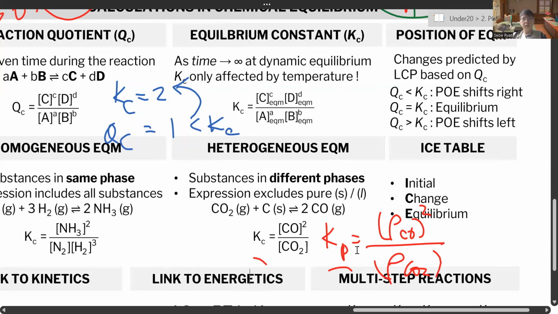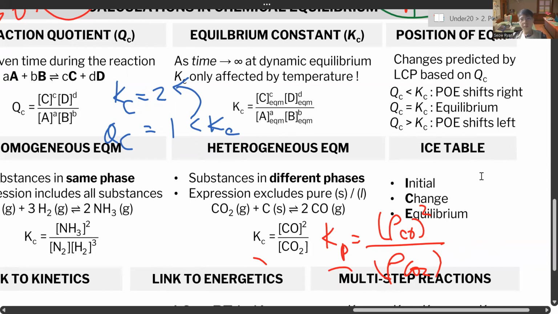Okay, so if the question asks for Kp, write it in terms of the partial pressure of the gases. If they ask for Kc, write in terms of concentration. But you should know that concentration and partial pressure are related, right? From gas laws. If you don't remember, you can revisit that video.